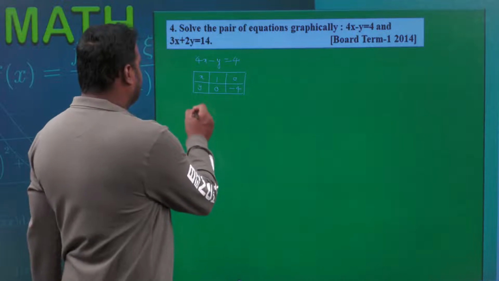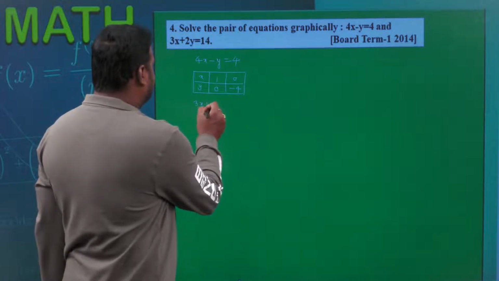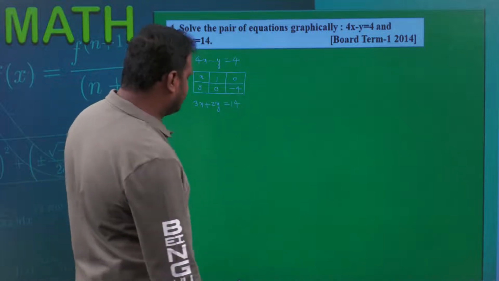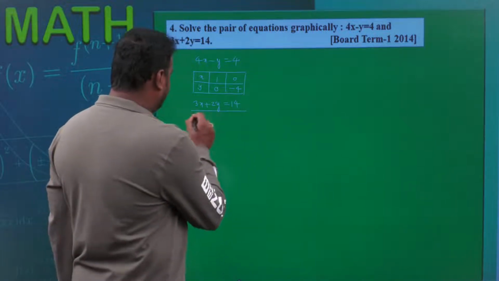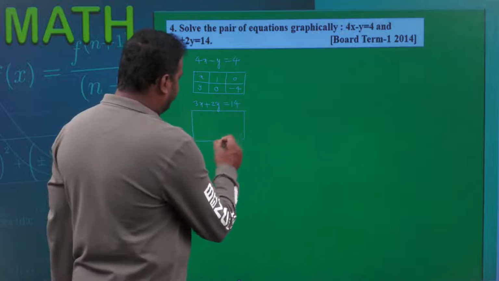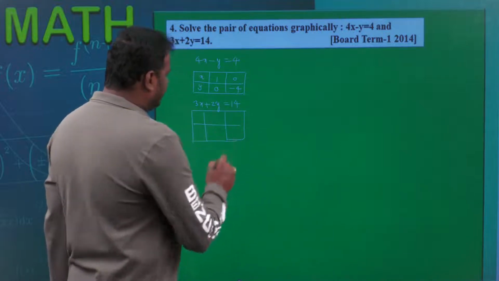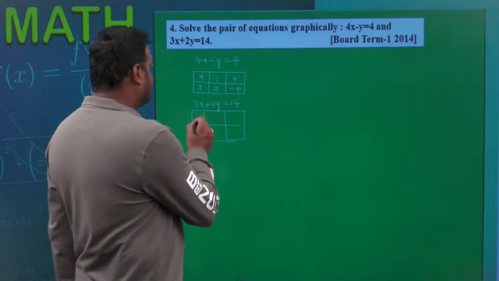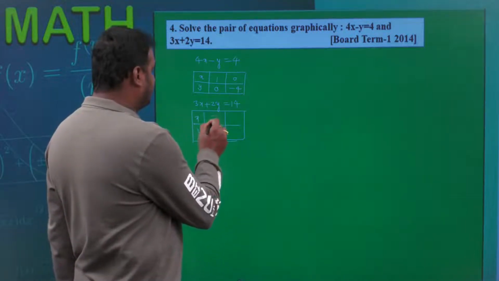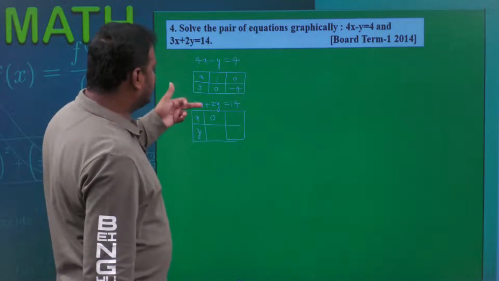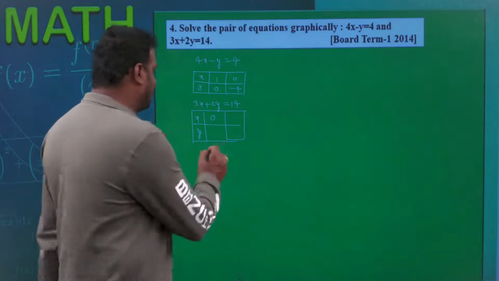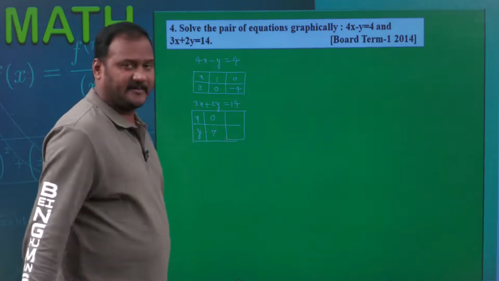Now for this line, 3x plus 2y is equal to 14. So 3x plus 2y is equal to 14 is a line. Now I am going to find 2 more points on this. Suppose I take x is equal to 0. If I take x is equal to 0, 3 zeros are 0, plus 2y equal to 14. 2y is equal to 14. 2 into how much equals 14? 2 sevens are 14. Okay.